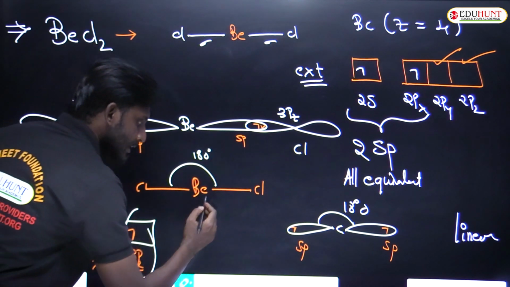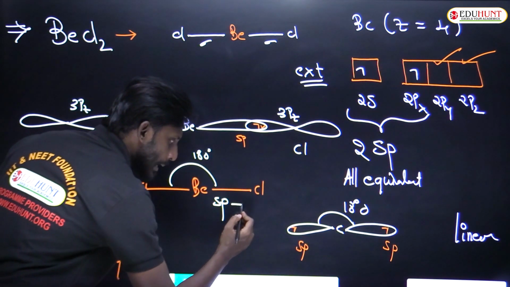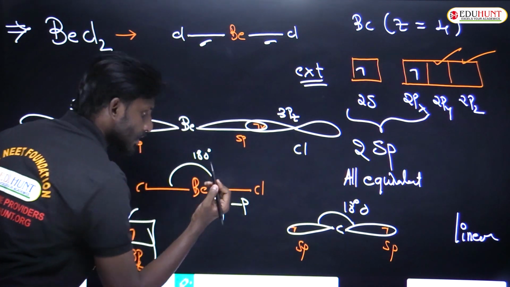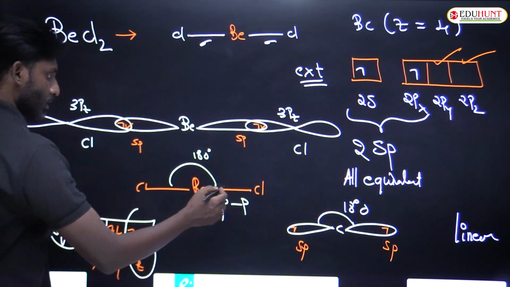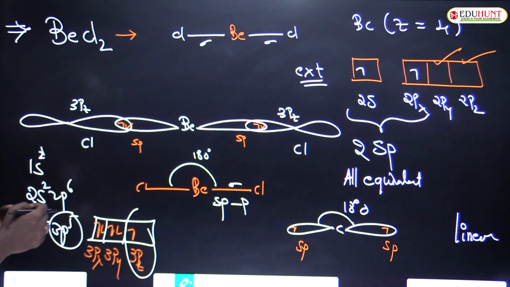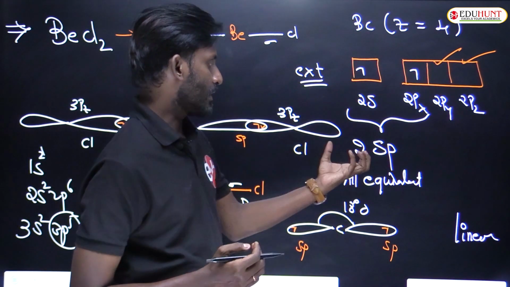What kind of bond is this? The sp of beryllium overlaps with the p orbital of chlorine. sp sigma bond. Of course, sigma bond. Single bond is sigma bond. Both are of the same type. Now the point is, what is the percentage of?